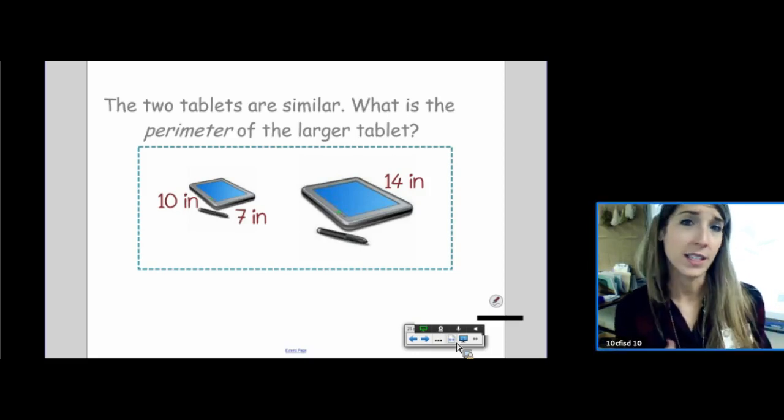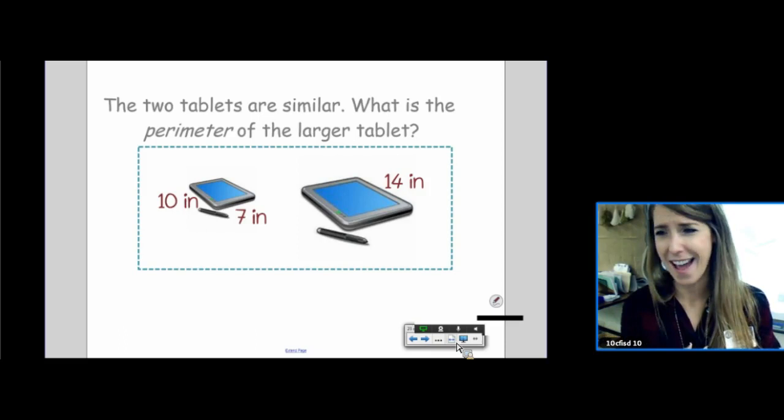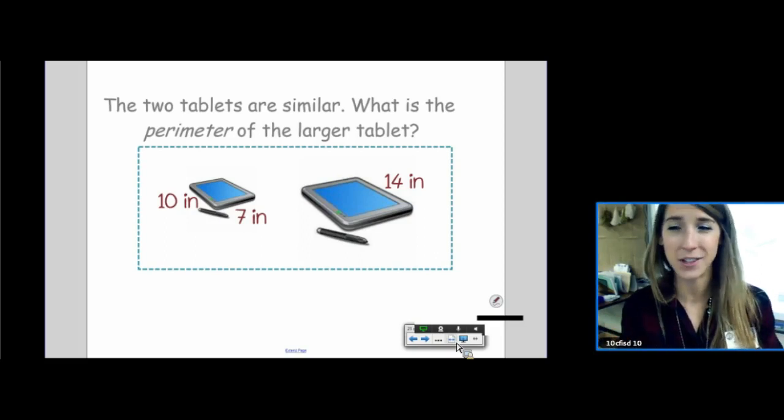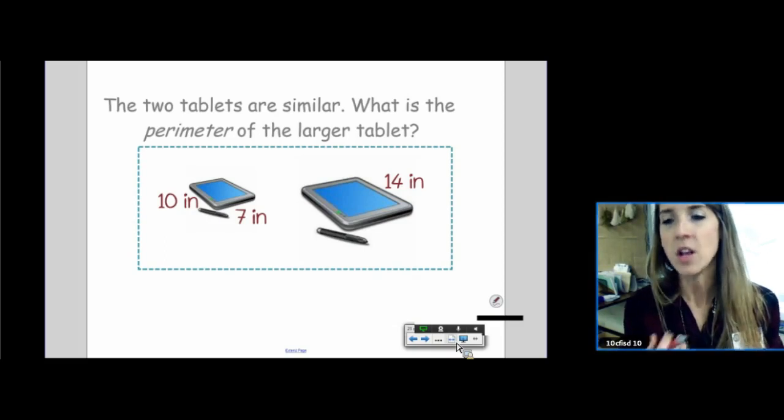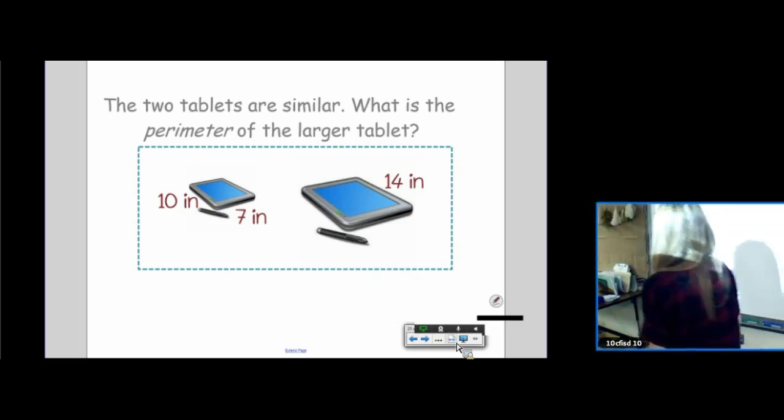So you can do this the scale factor way, or you can do this the proportion way. I go straight to proportion if I can see that my scale factor is not going to be a whole number. 14 divided by 10, sorry guys, not a whole number. So I like to do proportions when it's not a whole number.